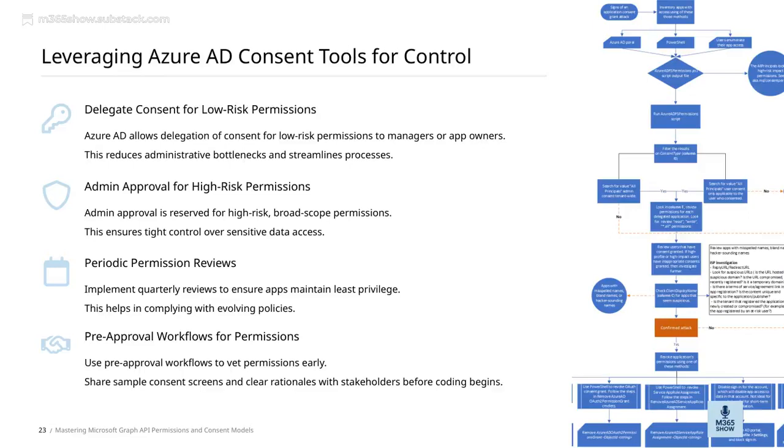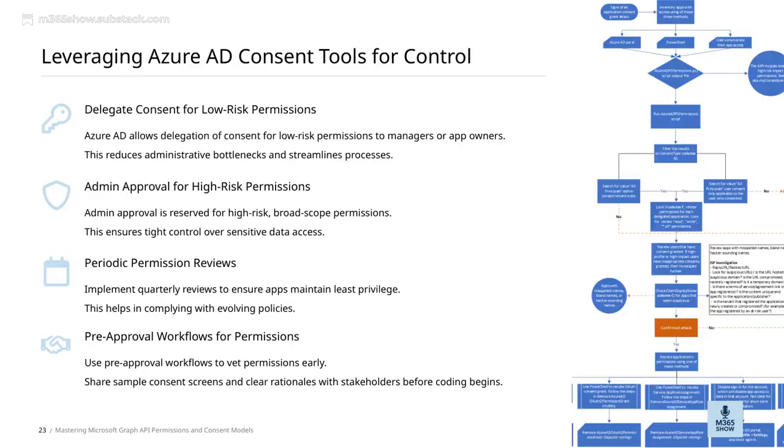One effective approach is using pre-approval workflows to vet permissions early in the development process. By doing this, we identify and address potential issues before coding even begins, which helps streamline the entire process. It's also helpful to share sample consent screens and clear rationales with stakeholders up front, so everyone understands what permissions are needed and why. Another key point is conducting periodic permission reviews, such as quarterly assessments. These reviews ensure that our applications continue to follow the principle of least privilege, reducing unnecessary access and helping us stay compliant with changing policies.